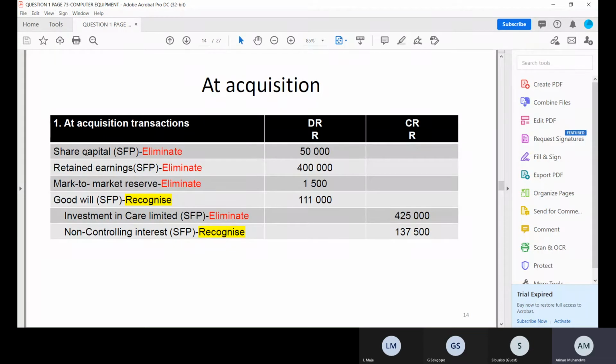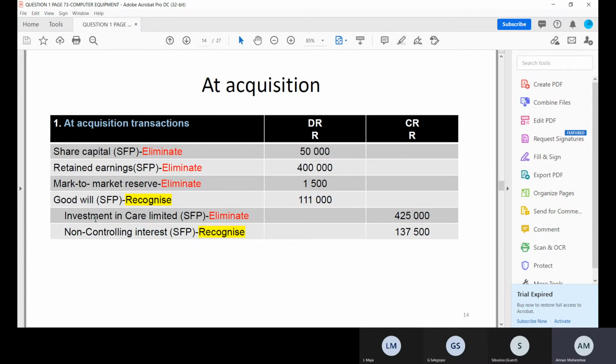Think about it. Share capital is an equity account, and an equity account increases on the credit side. So when you eliminate it, that's why we're debiting it. All these are equity accounts, and in order to eliminate them, we must debit them as at acquisition. So we need the figures at acquisition, which were given at the beginning of the class example.